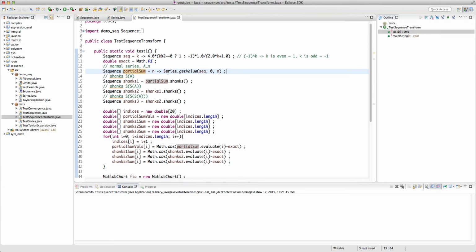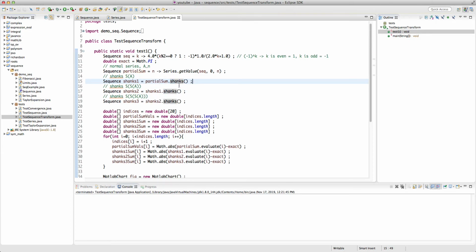And remember, we want to apply the shanks on this partial sum, not the original sequence. So we create the partial sum, and we want to find the limit of this. But what we find out is that this has a very slow convergence rate, so we have to evaluate it at a very large n, let's say 1000, 2000, or whatever. But now we apply a shanks, so sequence shanks 1. I take the partial sum and call the shanks method, which was a default method.